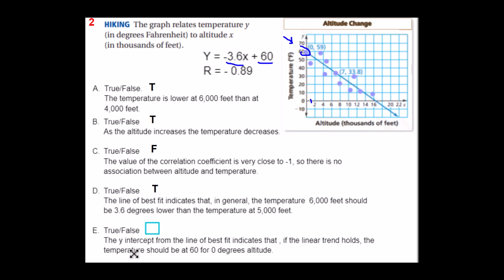All right, E, the y-intercept from the line of best fit indicates that if the linear trend holds, the temperature should be 60 for 0 altitude. So let's go at 0 on the altitude x-axis and go up here. And yes, we already said that. That's 60. You can see that from the graph, or you can see it from the equation. That's going to be your y-intercept. So that's going to be true.